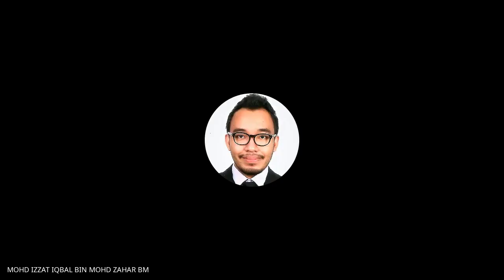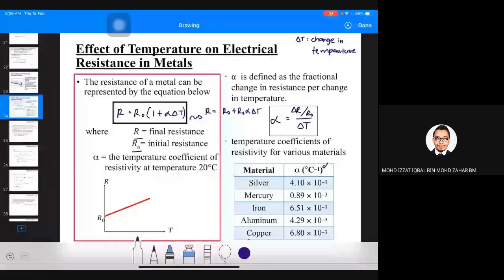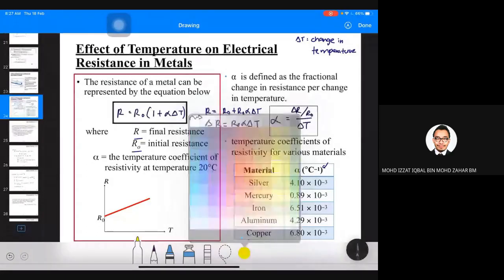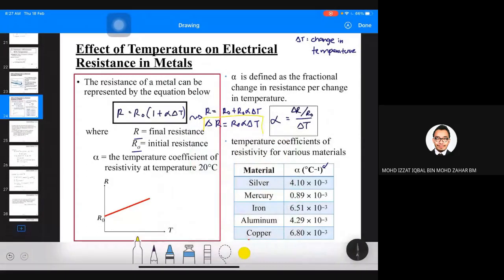So I can bring this one back to the left hand side. So it becomes R minus R naught, which means that one is delta R. Okay. So if the question asks you to find delta R, change in resistance, you can use this formula. And if the question asks you to find the final temperature, final resistance, you can use this formula. Okay, like I told you before, it is linearly dependent.